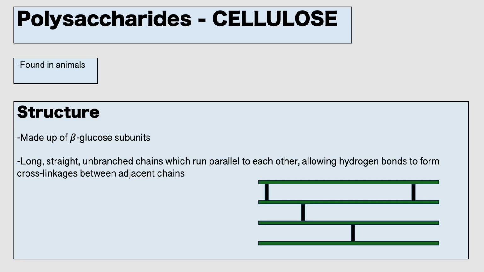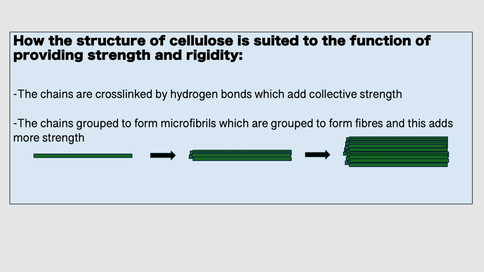Okay, so the final polysaccharide you need to know about is cellulose. Cellulose is found in plants and not animals. Sorry, that's wrong on the screen there. Cellulose is made from monomers of beta-glucose rather than alpha-glucose. It's made of long, straight, unbranched chains of these monomers which run parallel to each other, allowing hydrogen bonds to form cross-linkages between adjacent chains.